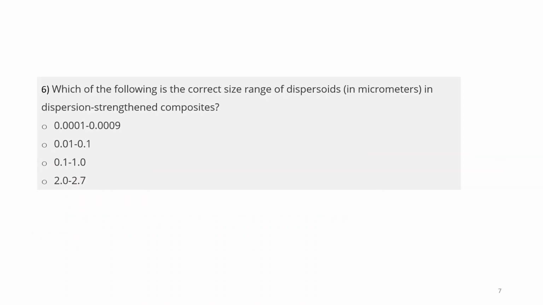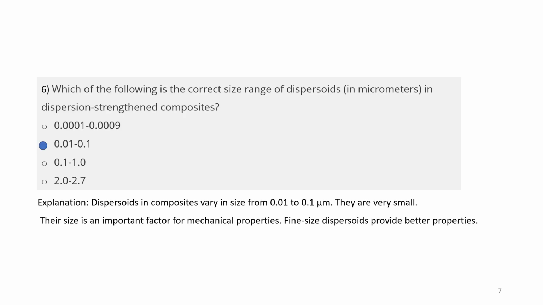Which of the following is the correct size range of dispersoids in micrometer in dispersion strengthened composites? So your options are 0.0001 to 0.0009, 0.01 to 0.1, 0.1 to 1, 2 to 2.7 micrometers. So correct answer would be the second. Dispersoids in composites vary in size from 0.01 to 0.1 micrometer. They are very small, and size is an important factor for mechanical properties. Fine size dispersoids provide better properties.